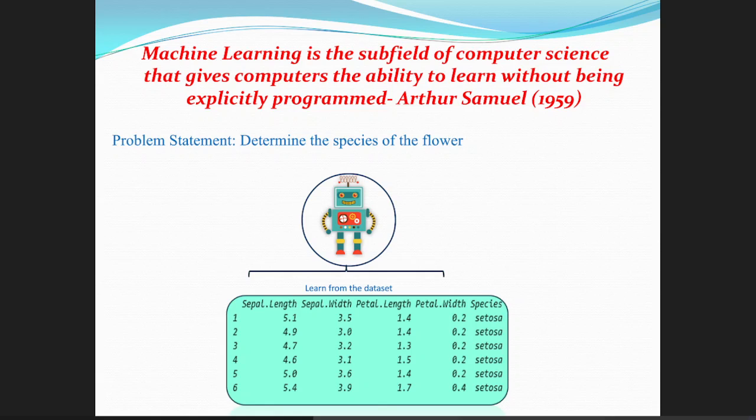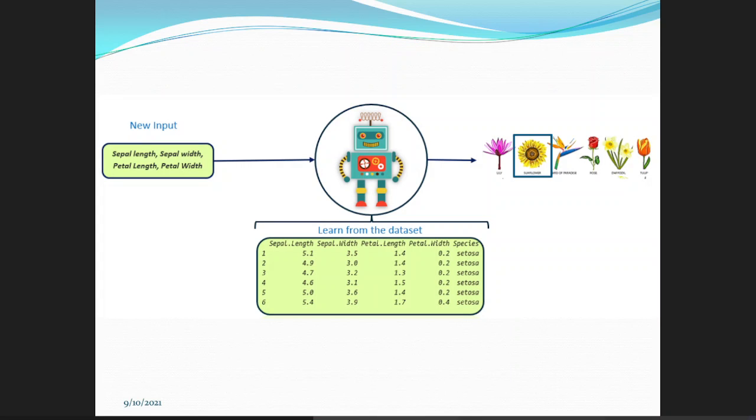Now, for example, suppose we have a problem statement with different leaves, different species of flowers, and we characterize the flowers with respect to sepal length, sepal width, petal length, and petal width. Based on these, we have the species. So with this problem statement, we can find out which species a flower is.